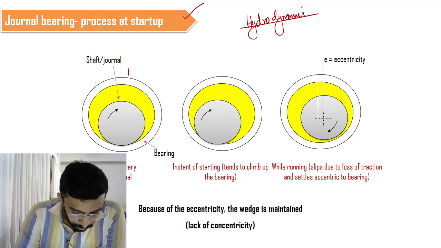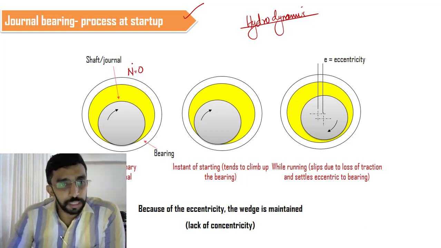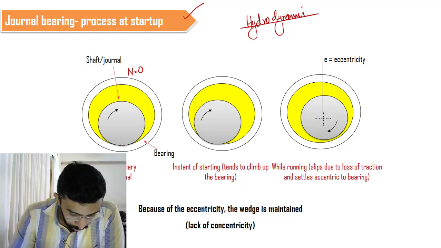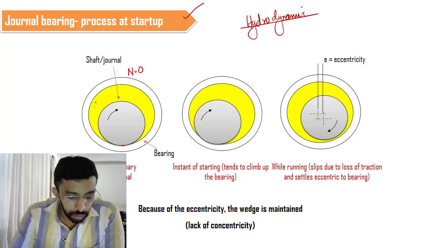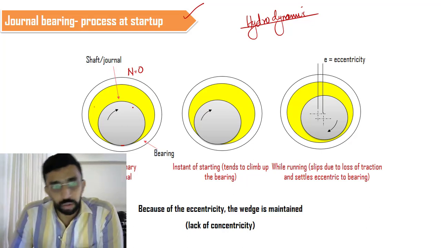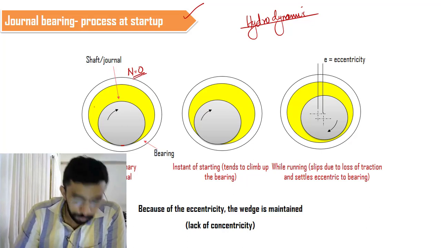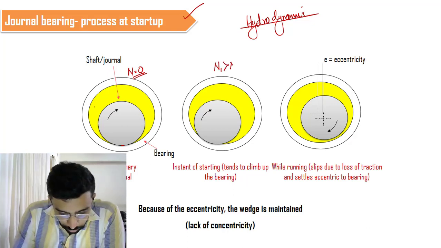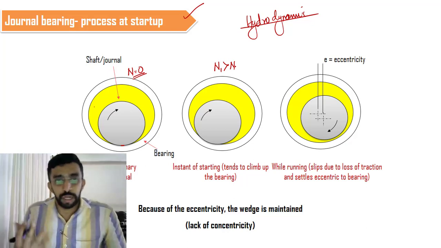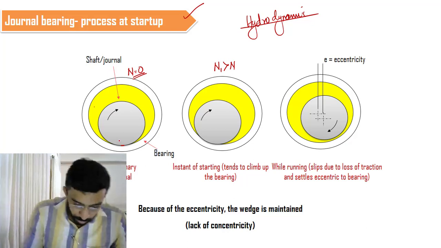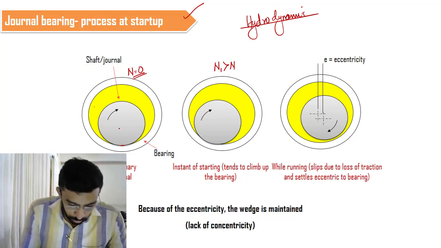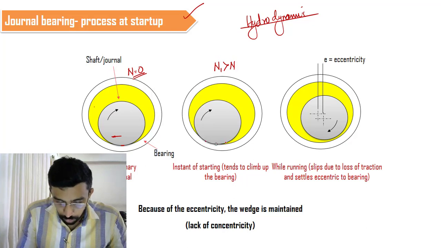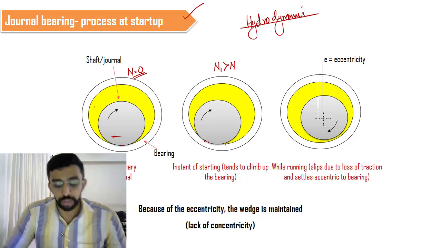This is the condition at N equal to 0. N means speed. It is not rotating. In the stationary condition, here we have solid metal to metal contact. It is filled with oil. The oil is also stationary, not moving, since the speed is 0. But as N increases, the journal has started, the shaft has started. Because of the reactive force, this journal will shift to one side and touch this position. Initially, this was the position. Now it has changed to this position.